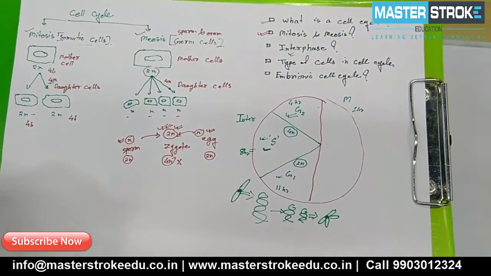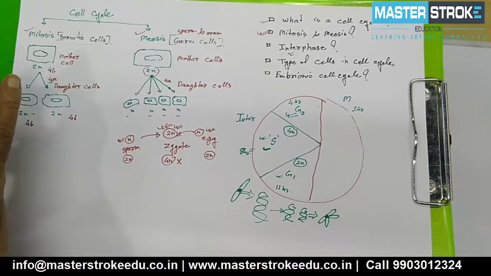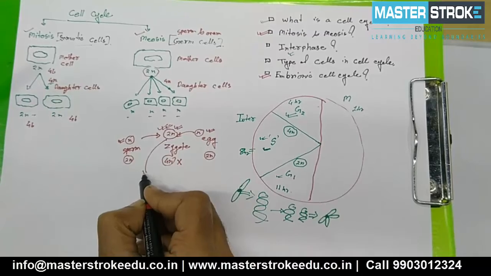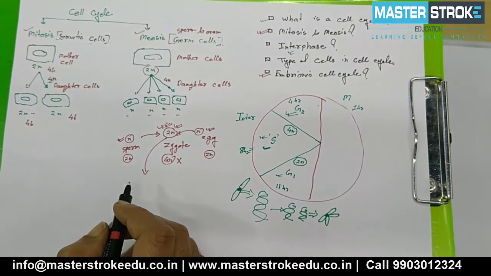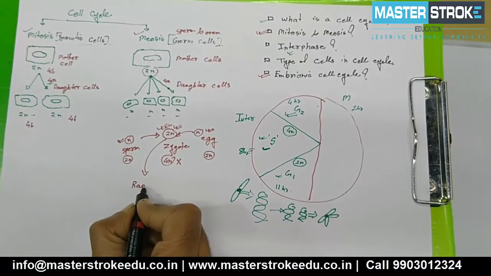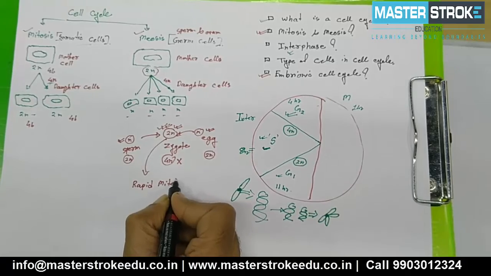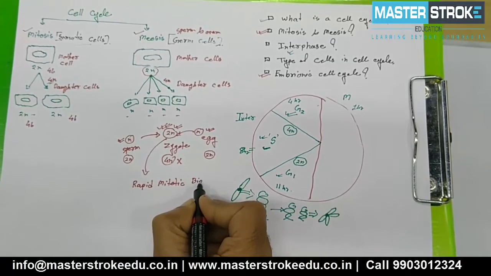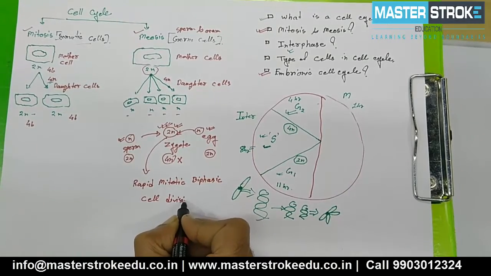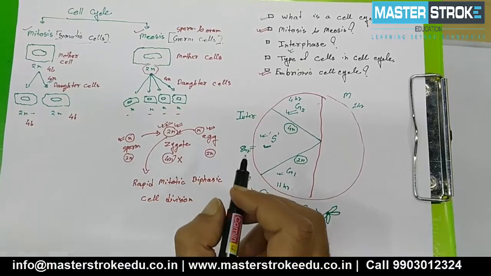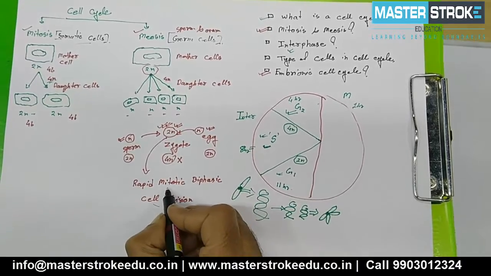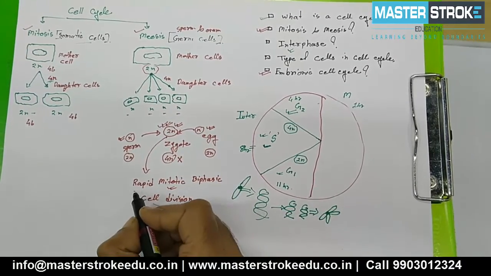Okay. So now we are talking about the embryonic cell cycle. What is the embryonic cell cycle? As the zygote is formed, it undergoes rapid mitotic biphasic cell division. That means as the zygote is formed by the fusion of sperm and ovum, it undergoes mitotic cell division, but this mitotic cell division is very rapid.